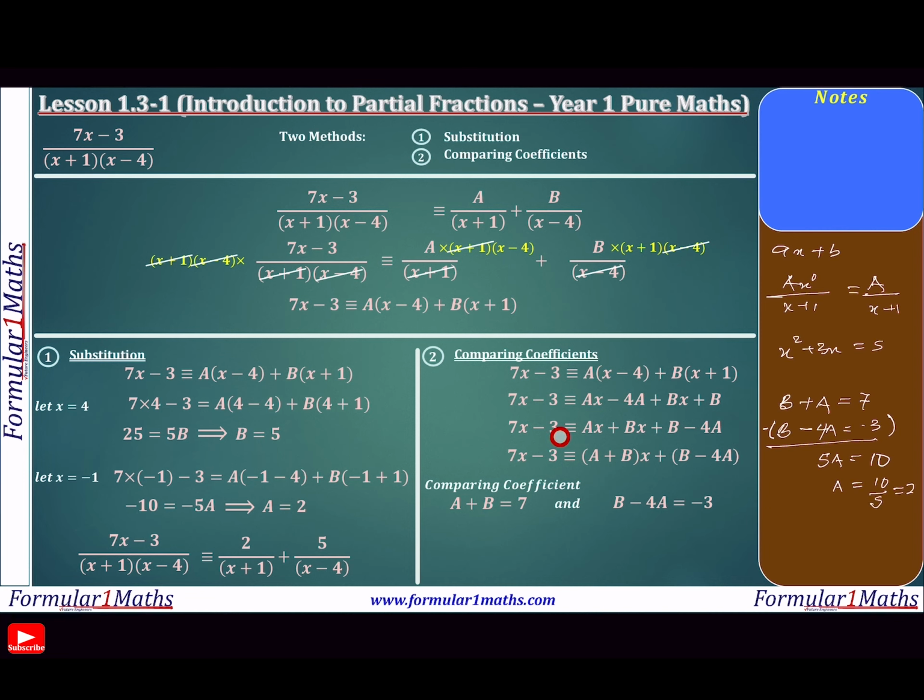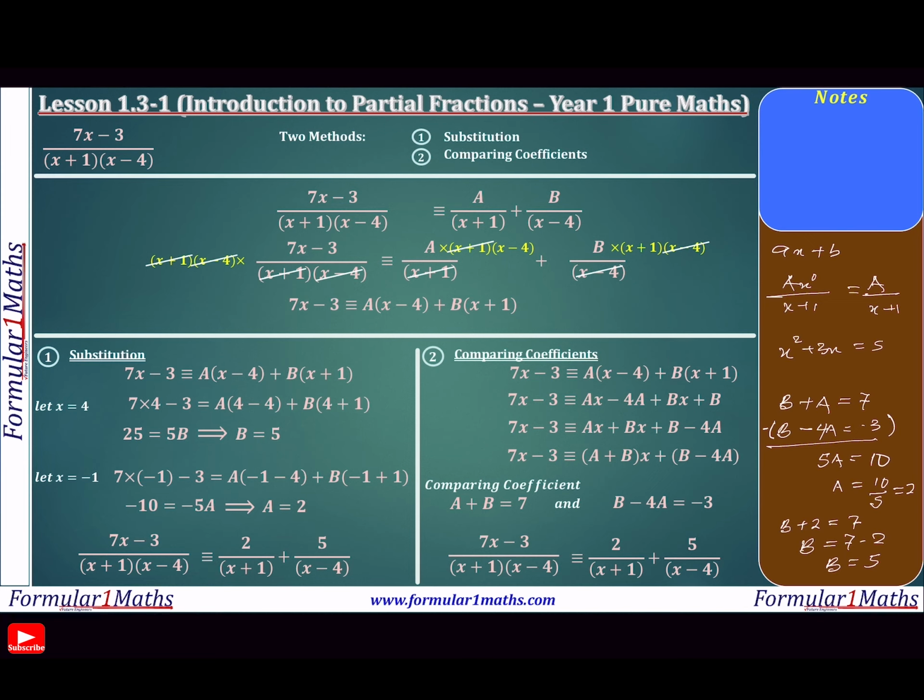Now I can substitute the value of 2 in any of these equations to get a value of b. So if I use the first equation, I'm going to get b plus 2 is equal to 7. And therefore b is equal to 7 minus 2, and b is equal to 5 as before. So we now can write our algebraic fraction as 2 over x plus 1 plus 5 over x minus 4. And this is how we use the two different methods to resolve algebraic fractions into partial fractions.